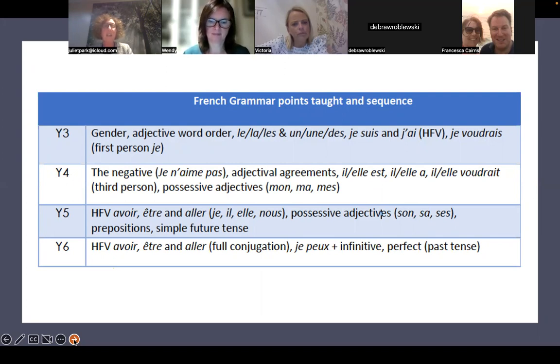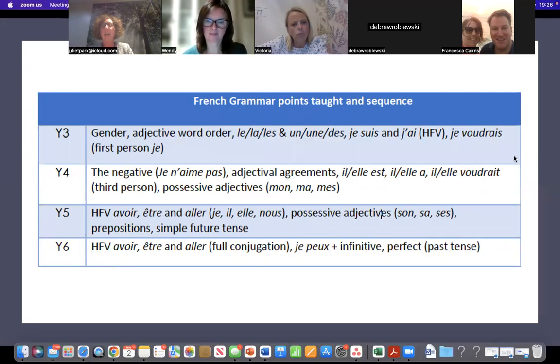You can see here in year 3, the gender's important, the adjectival endings are important, and also the word order. And then you've got the definite and indefinite articles. You've got I am, I have. And what we felt when we were writing the scheme is that je voudrais, often considered a complex phrase because it's a different tense, it's conditional, often thought to be complex, is a very easy one to introduce. So we brought that in year 3.